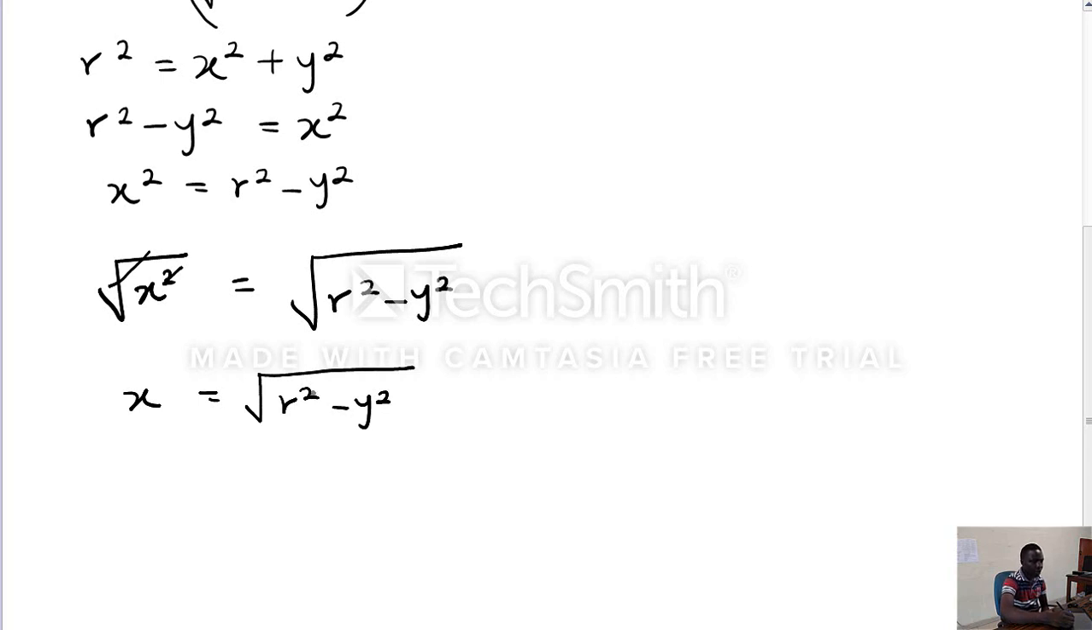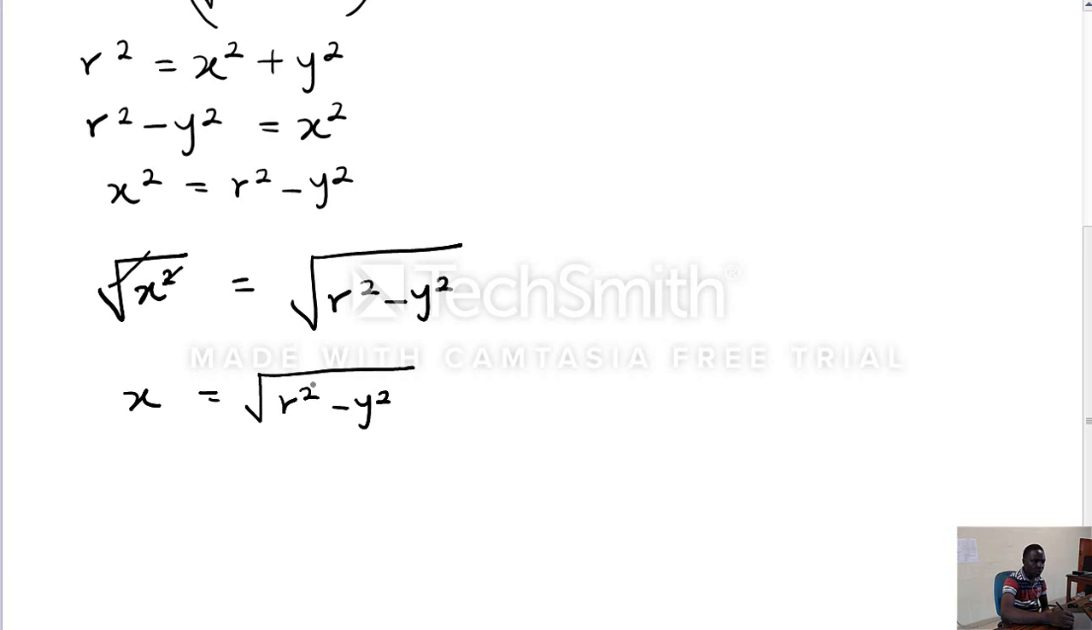Now, this square cannot neutralize this square root, neither will this. This is because this is an expression and not a term. So using the square root to cancel the square here is not mathematical.